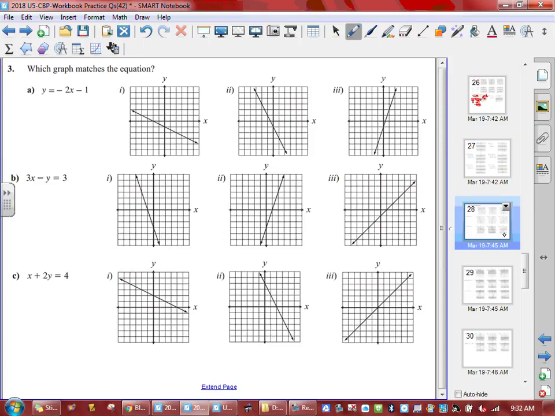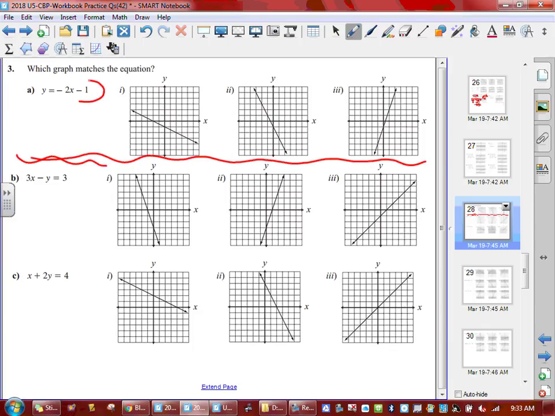Okay, let's look at a couple more. Down to number 3. Number 3 is also matching. It's saying which of these three graphs is going to match this equation. Remember, you have to do your start point and move your dot. If it's isolated for y, we like those because they're easy to match.